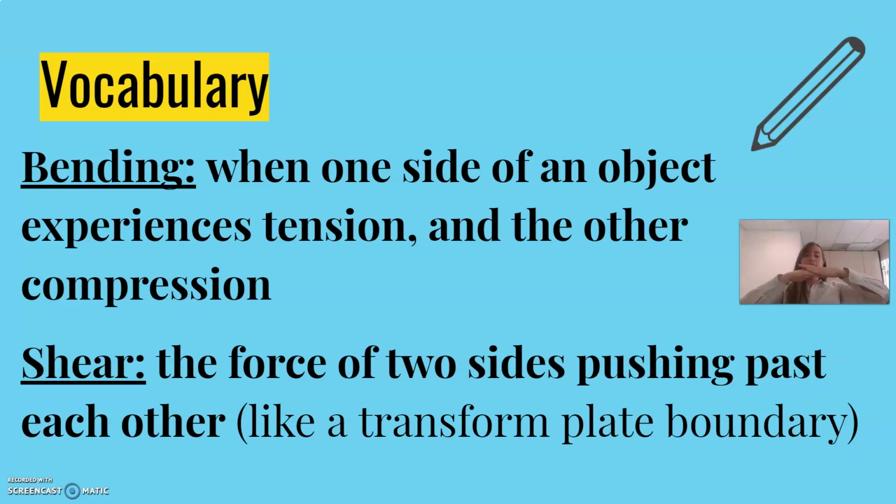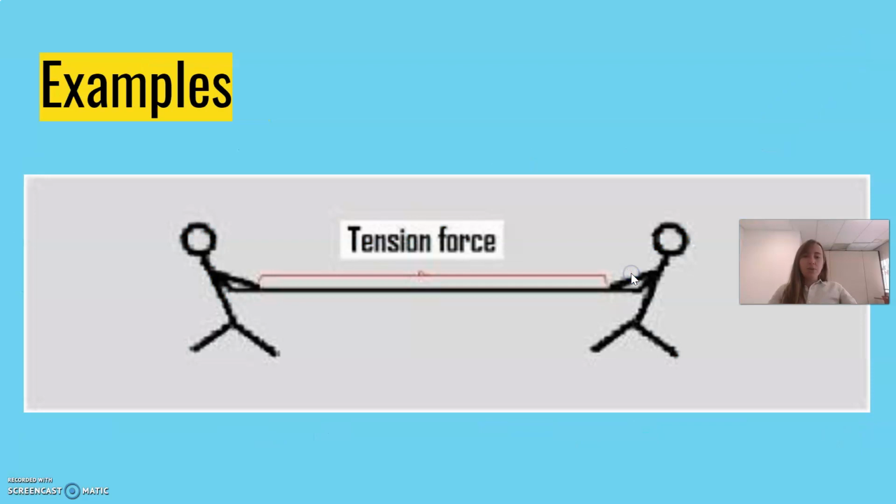This is the same force that is involved in a transform plate boundary, so we can use that same hand motion to remember shear forces. Okay, let's go through a couple of examples just to make sure we have that. So tension force, this is a couple of people playing tug of war. They are pulling against each other on this rope. That's tension force. If they pulled hard enough or the rope was weak enough, that would eventually break because of the tension.